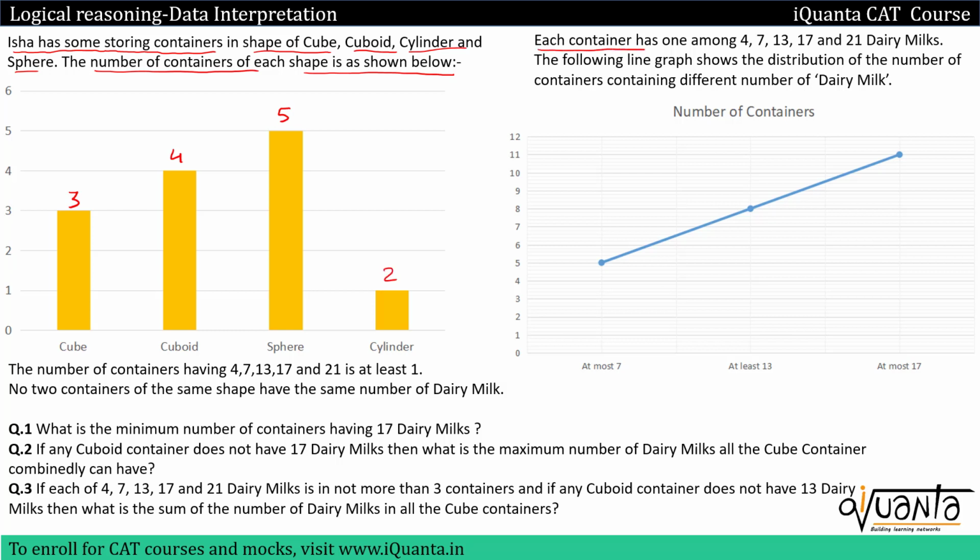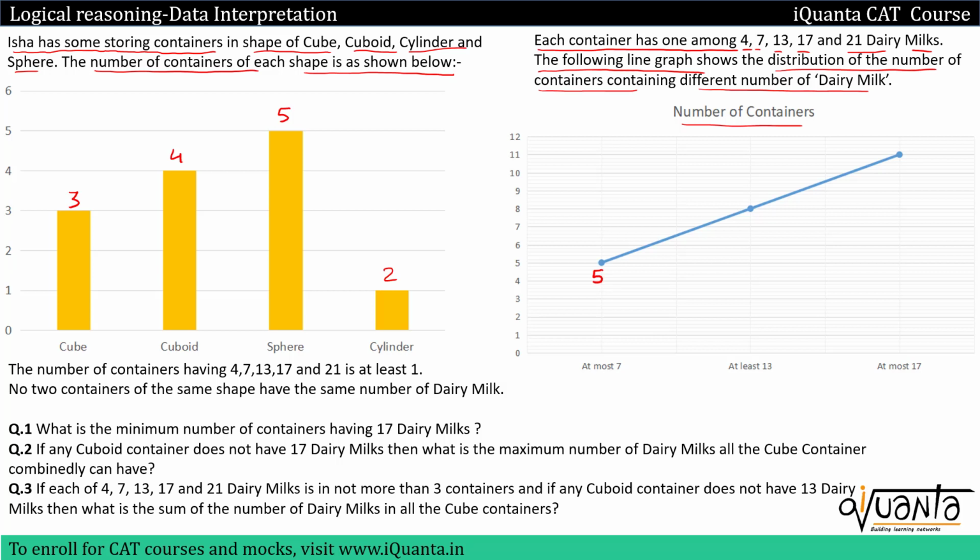Then after that, each container has one among 4, 7, 13, 17 and 21 dairy milks. So in every container she is having only these possible numbers of dairy milks. Then after that, the following line graph shows the distribution of the number of containers containing different numbers of dairy milk. So we have a line graph over here in which we have the number of containers, and this line graph is showing us the number of dairy milks that the containers can have.